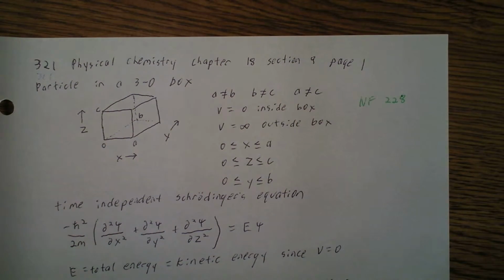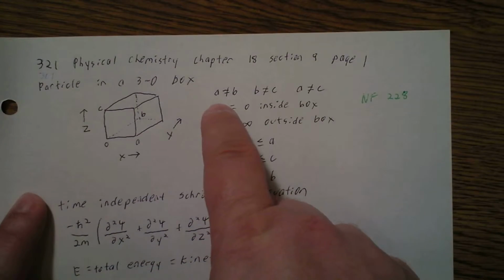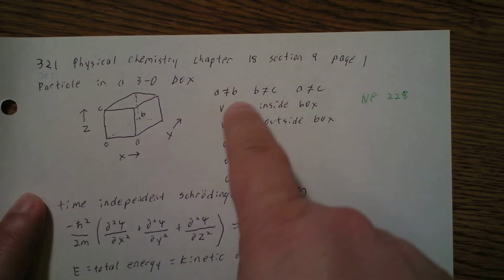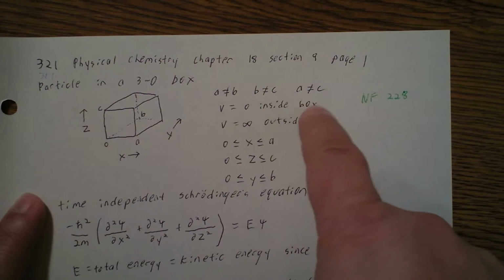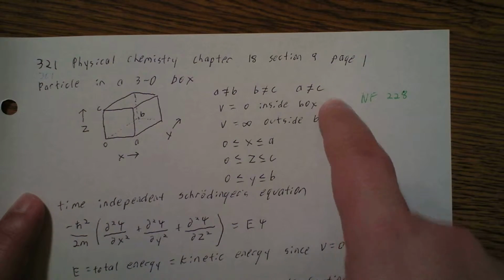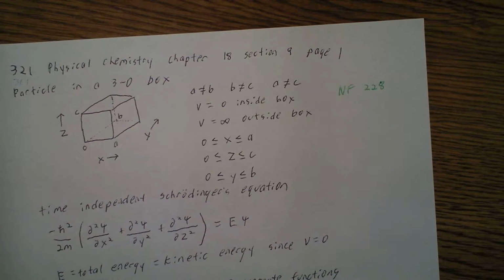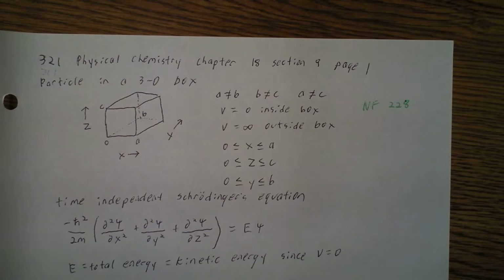So just to make it less confusing, we're going to say that a is not equal to b, b is not equal to c, and a is not equal to c. So the three sides are different lengths, just so we can keep track of which is which. There's another reason for that we'll talk about later.